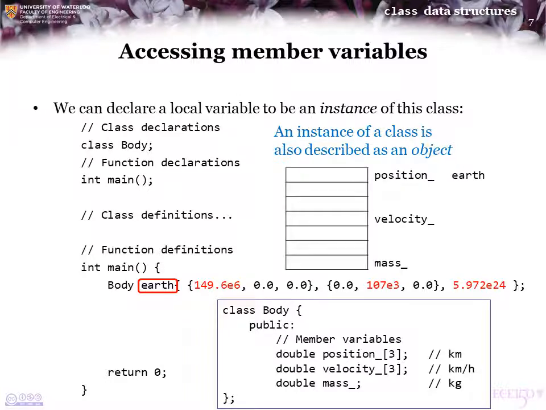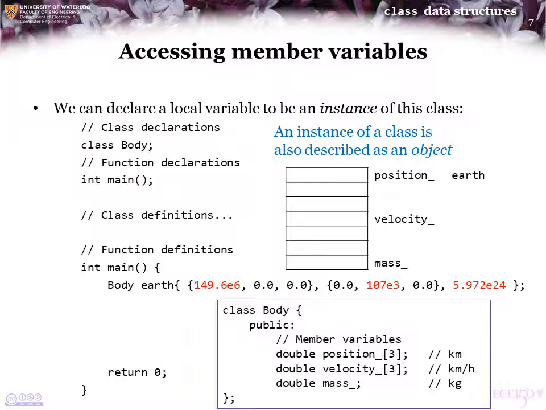So it will allocate memory for 7 values, or 7 doubles. The first 3 will be the array position, the next 3 will be the array velocity, and the last one will be the member variable mass. Now, just like everything else, we have to initialize the local variable Earth, and we do that with an initialization that has 3 separate initial values.